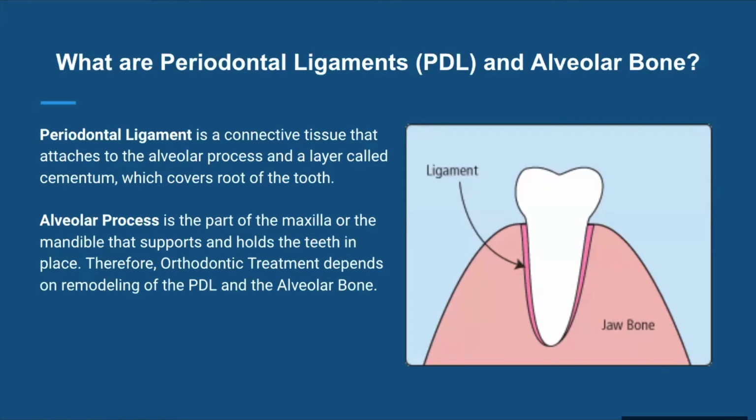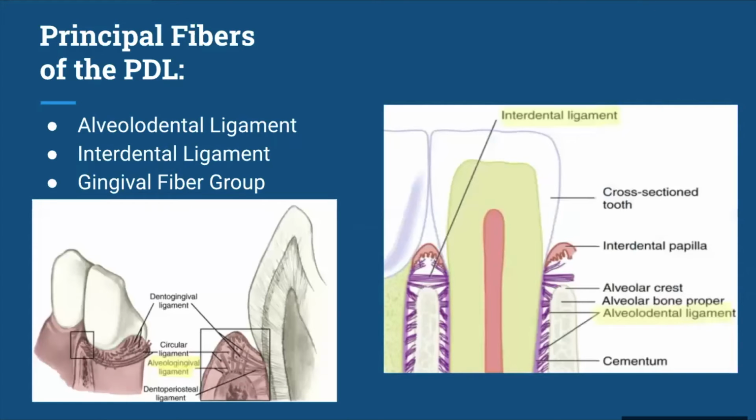And next, we're going to talk about the histology of the periodontal ligaments and the alveolar bone. So the principal fibers of the PDL. The PDL fibers work like rubber bands between two hard objects, which in this case would be the tooth and the alveolar bone. They protect the soft tissues by distributing any forces placed onto the teeth when eating or even during speech. There are three principal fiber groups of the PDL, which are the interdental ligament group, the gingival fiber groups, and with the primary principal fiber group being the alveolodental ligament.